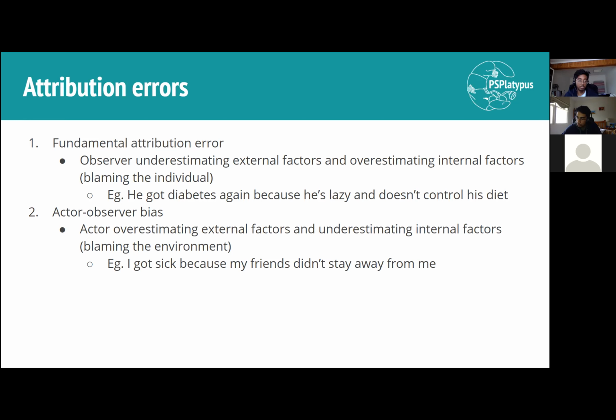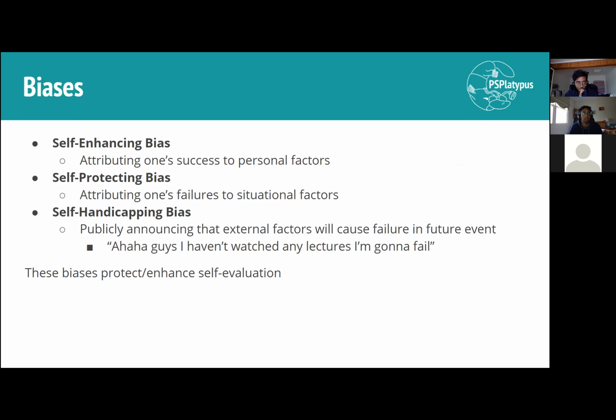An actor-observer bias is the opposite of that. So instead of the observer, we have the actor themselves overestimating external factors and underestimating internal factors. So that's blaming the environment essentially. So for example, I got sick because my friends didn't stay away from me. That's that.